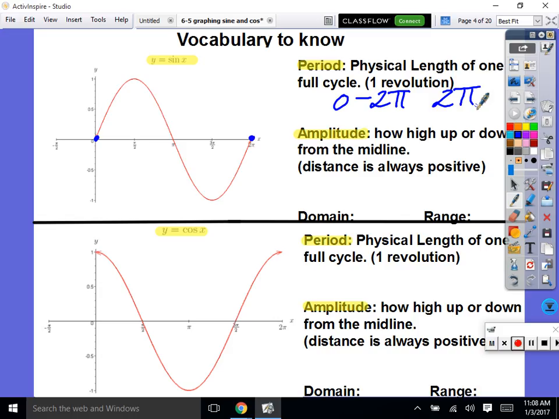Amplitude is how high up or down from the midline. So this is a distance. So this is my midline. So how high up? 1. How high down? -1. So my amplitude is always positive. We're talking distance, and distance is positive. So we're always going to do the absolute value of A. So my amplitude is 1 for y equals sine of x. From the midline, it's 1 up, and from the midline, it's 1 down. So our amplitude is 1. How high up or down it's reaching from midline.